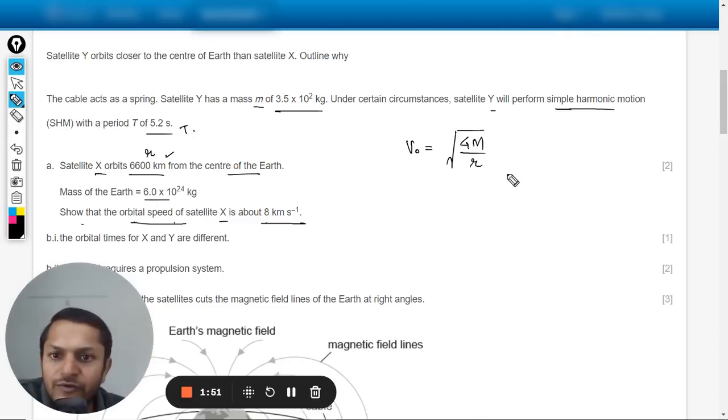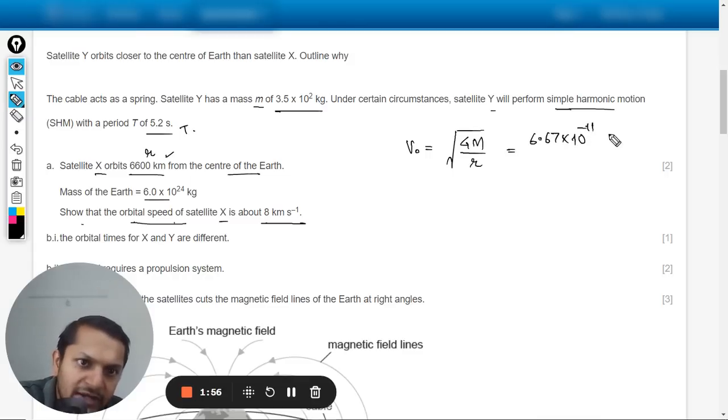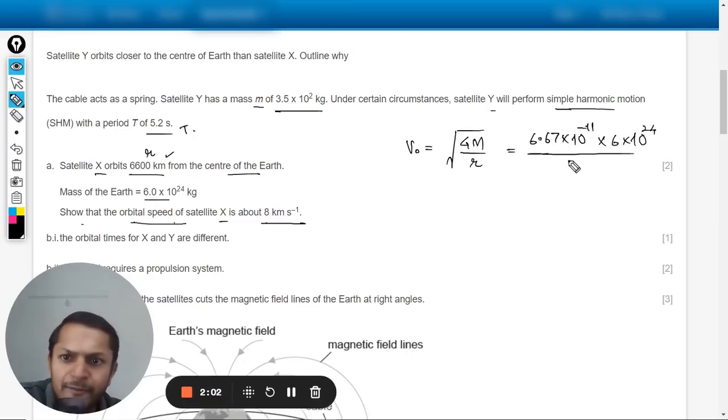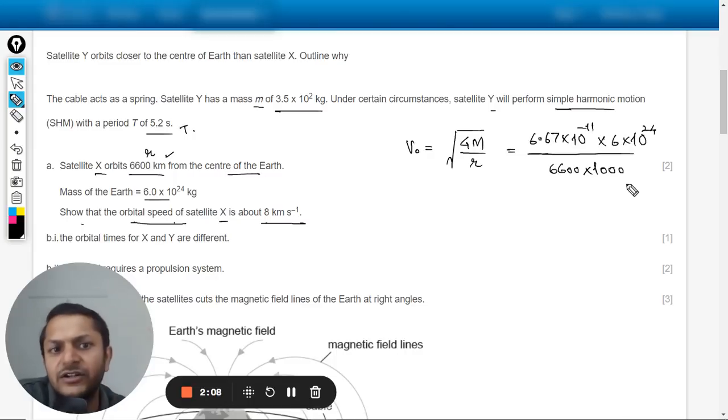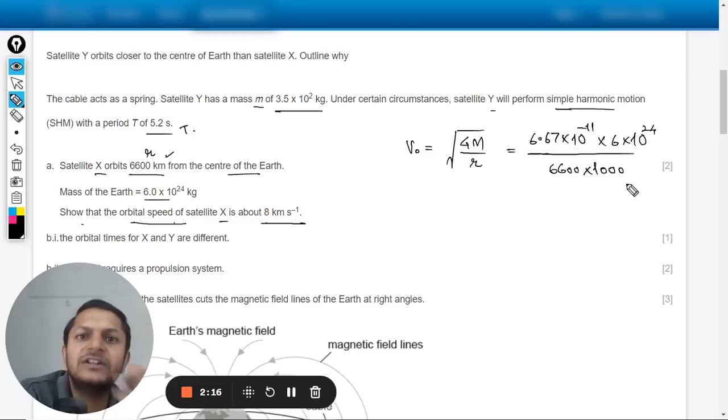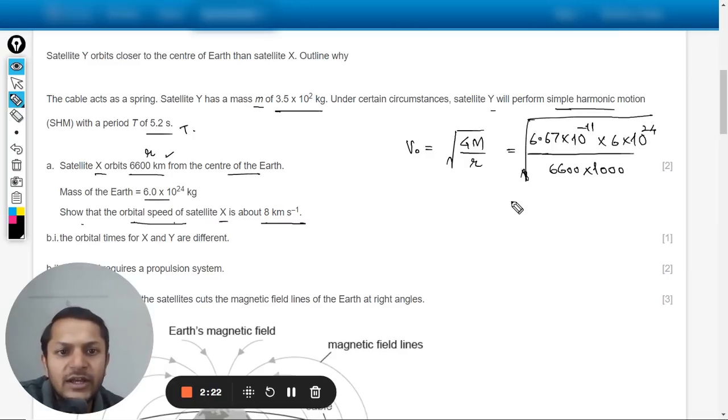So v naught is equal to the square root of GM by r. The value of G is 6.67 times 10 raised to the power minus 11, the mass of the Earth is 6 times 10 to the power 24 kg, divided by the radius, which is 6,600 kilometers. We have to convert it into meters, because whenever we are taking a square root, it is very important that you convert it into meters, otherwise your answer will definitely be wrong. I'm not using my calculator to calculate all of these values. We will just see the mark scheme and take the numeric value from that. So this is the orbital velocity.